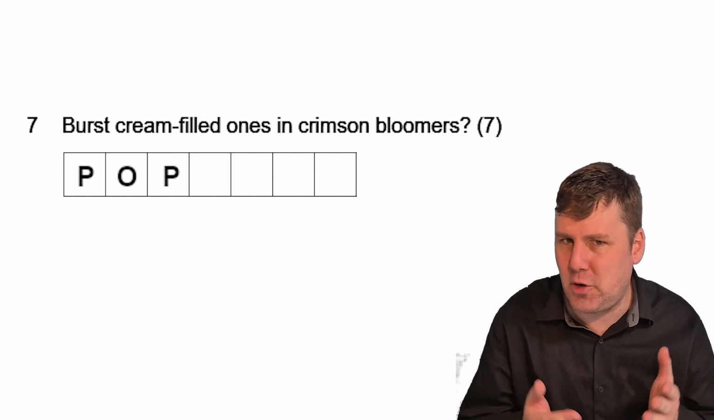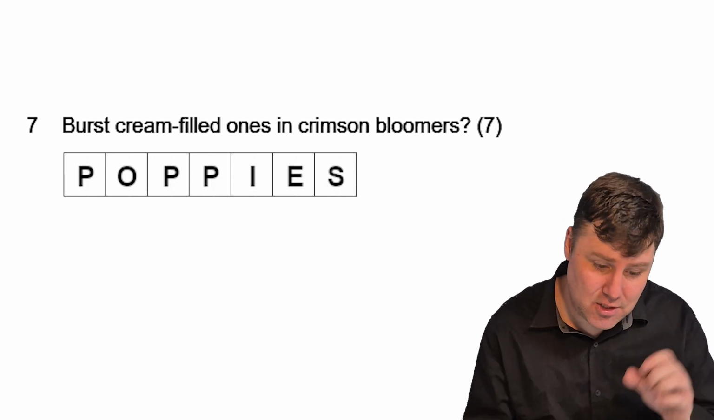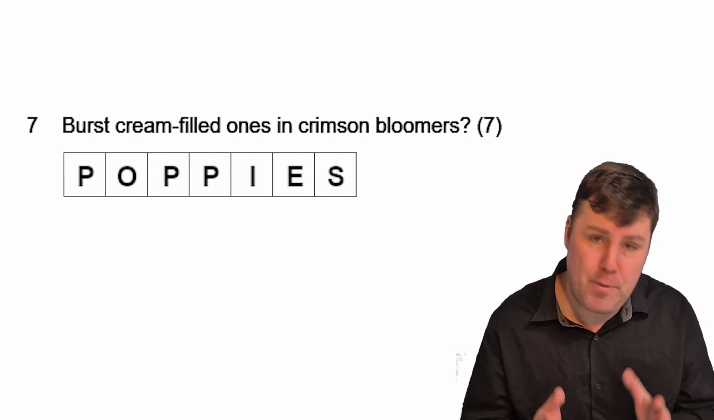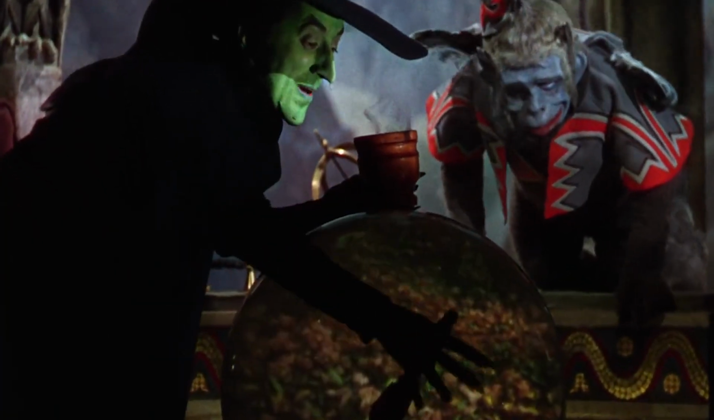What are some things that are cream-filled? It's going to be a plural, pies. So pop, pies, they're crimson bloomers, poppies. Poppies. Poppies will put them to sleep.